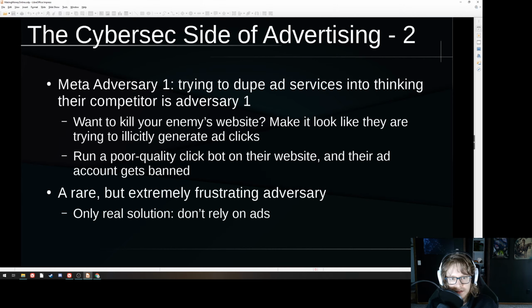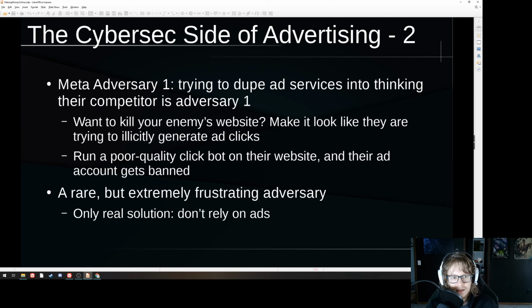Which brings you to a meta-adversary that uses this trick in order to defeat their opponents in business. Let's say that you want to get your competitor banned. You want to get them shut down. The easiest way to get their website banned from Google is to run a very poorly hidden bot and click on all their ads. There is almost nothing you can do to mitigate this.